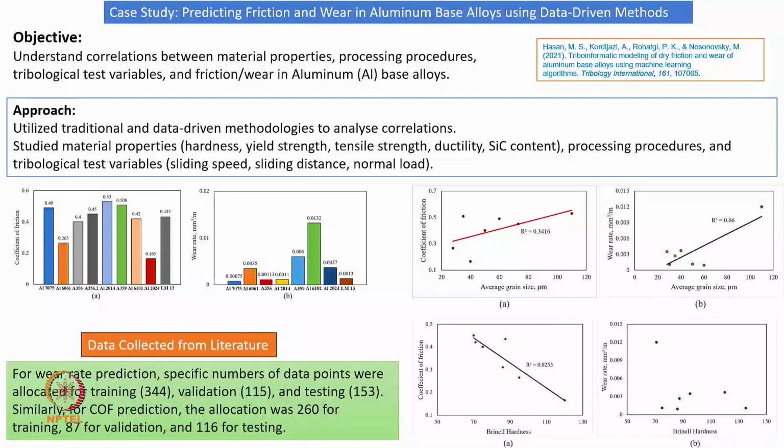Let me take one case study. I'm giving only one slide on that. This is a triboinformatic modeling of dry friction and wear of aluminum based alloy using machine learning algorithm, which was published in 2021. What they are trying to do, they are using some sort of regression models. You can see here, but I believe that these regression models cannot be useful.